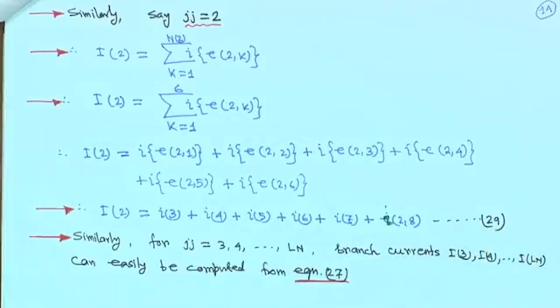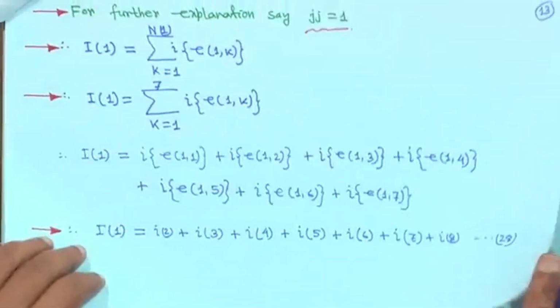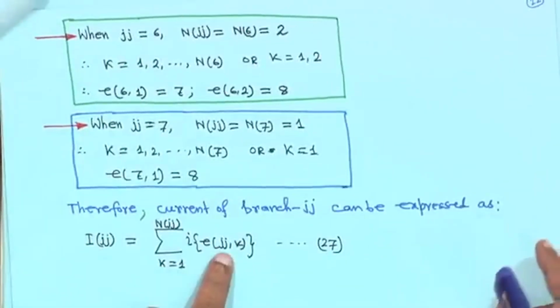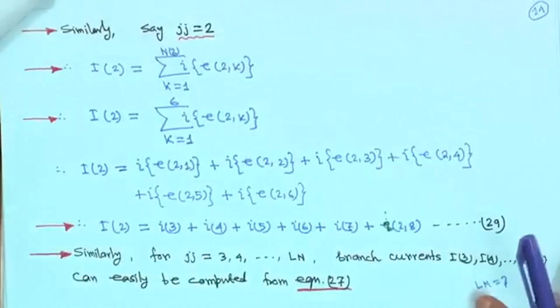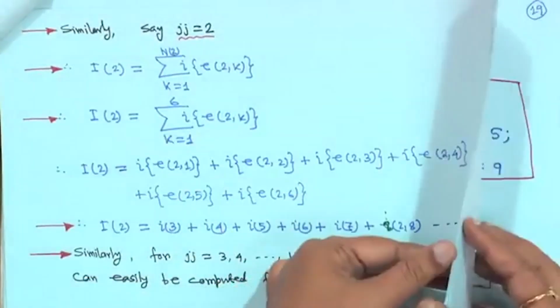Similarly, for JJ is equal to 3, 4 up to your total number of branches, Ln is total number of branches, right. Branch currents I3, I4 up to ILN, in this case Ln is 7, our case total node is 8. So, branch number Ln in our case is 7, right. Therefore, it can easily be computed from equation 27. I mean, from this equation, whatever equation we have made, you can calculate for other branches also, right.